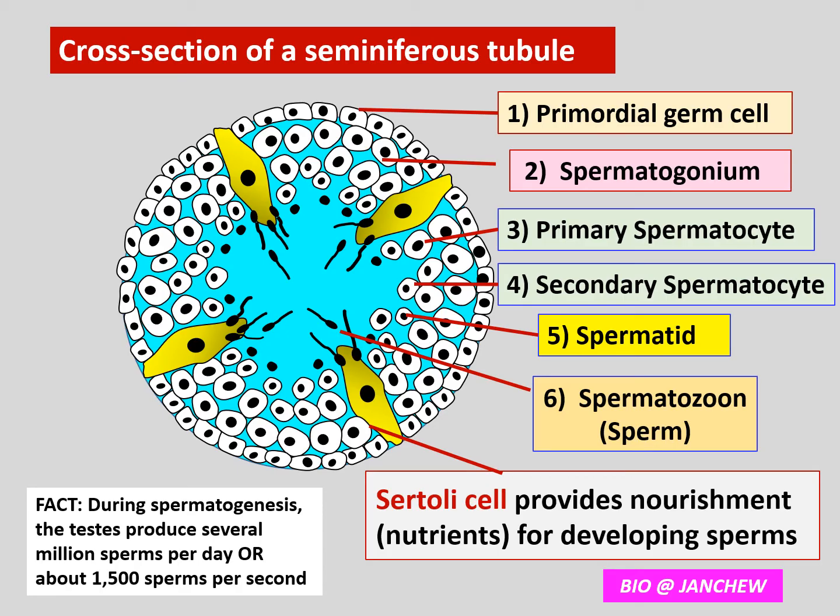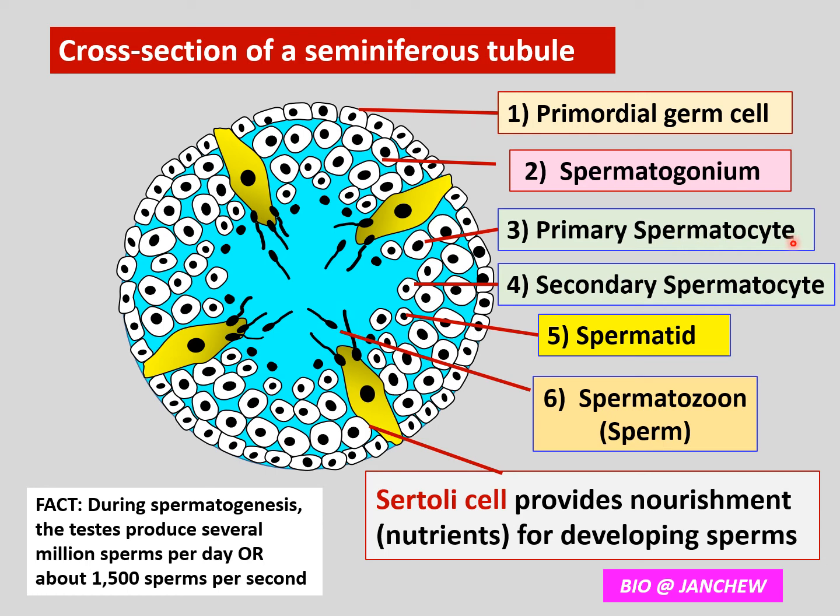Now let's recap what we have studied just now. This picture shows a cross section of a seminiferous tubule, and inside there are many stages in the formation of the sperms through spermatogenesis. The outermost layer here are the primordial germ cells that are diploid, which undergo mitosis to form spermatogonia, and this may be the second layer in the seminiferous tubule. Then spermatogonia undergo growth to form primary spermatocytes. Now all these cells so far are diploid cells.